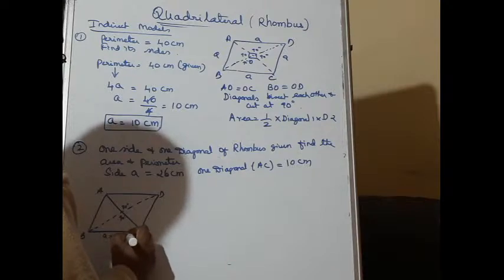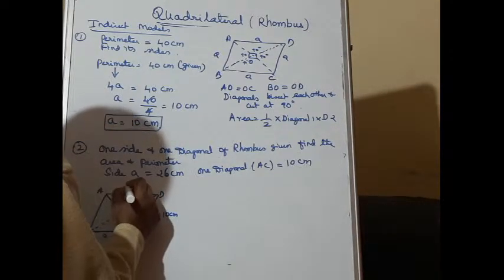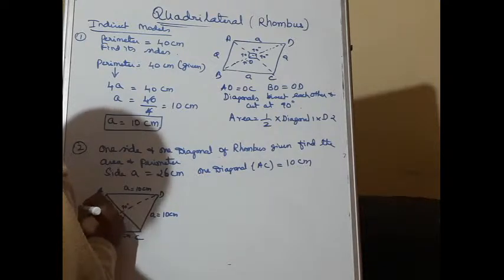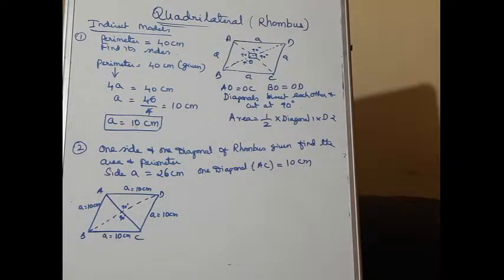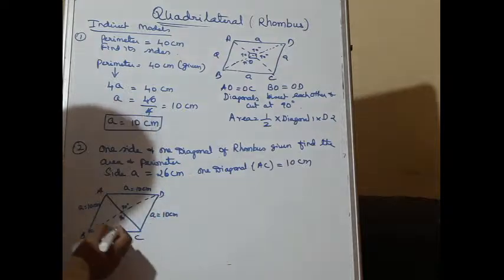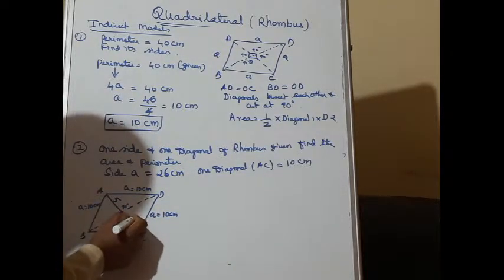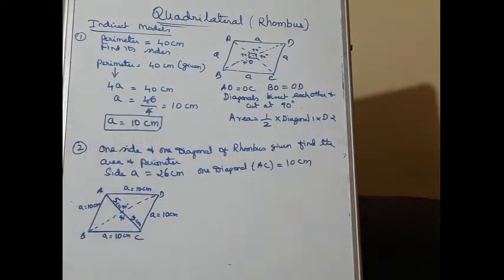Children, in a rhombus all four sides are equal. This is an indirect model, a little hard. Straight models carry 1 mark, 1 mark, 2 marks, and these carry more marks. Now AC is 10, you put 5 and 5. Children, AC is 10 means AO is 5 and OC is 5 because the diagonals bisect. We wrote that AO equals OC.